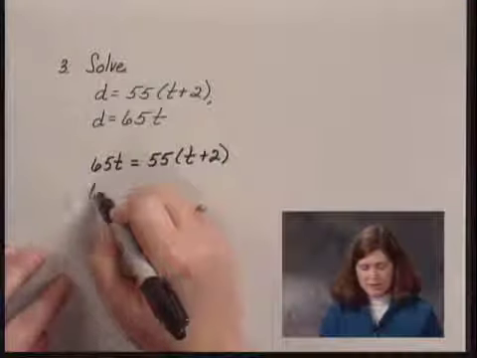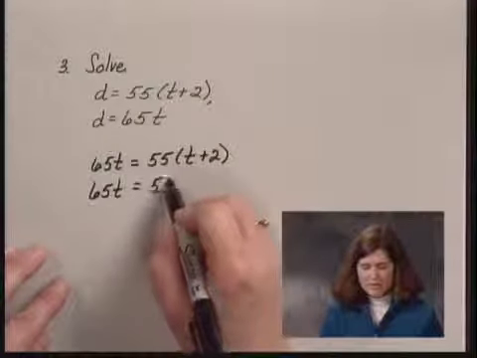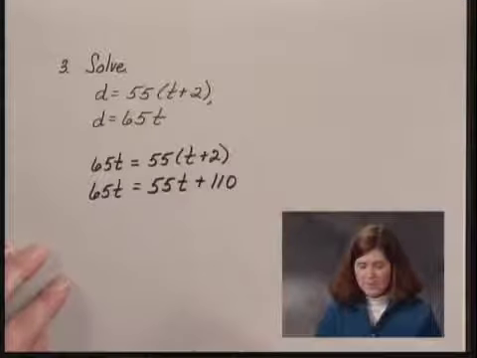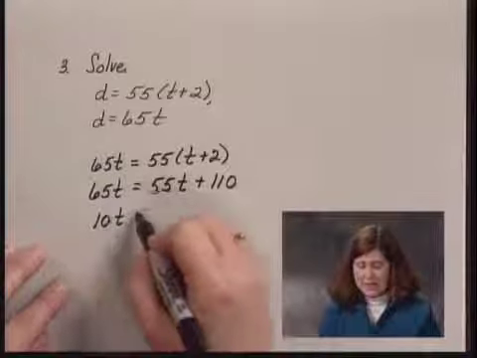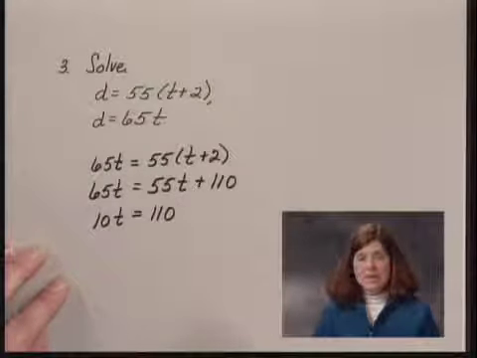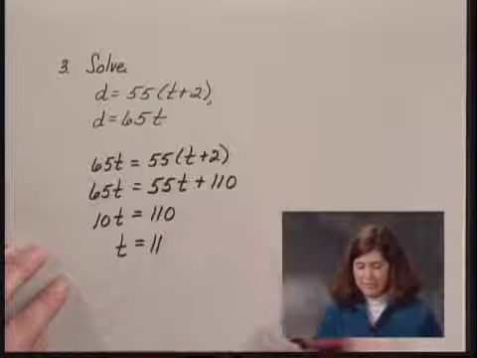I can solve for T now. I have 65T equals 55T plus 110. Subtracting 55T from both sides, I have 10T equals 110. Dividing both sides by 10, I have T equals 11.